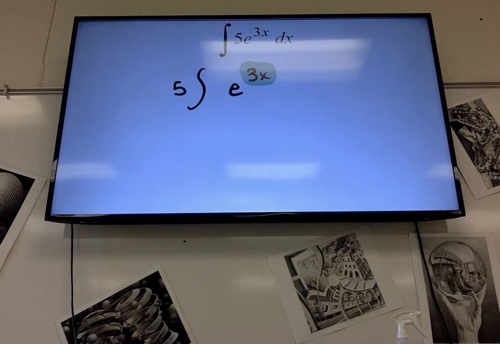Derivative of 3x is 3. So I really need a 1/3 out here. So 5/3. So it's 5/3. Very good. So it's 5/3. What's the antiderivative of e to the something?